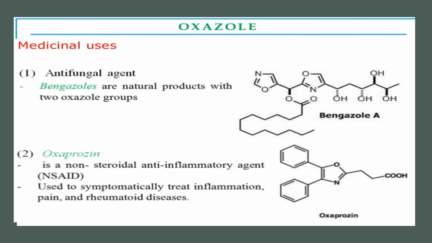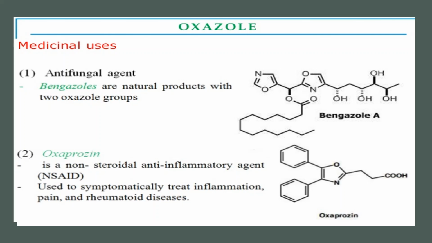Medicinal uses: it is used as an antifungal, benzoxazole, and also oxaprozin, which is a non-steroidal anti-inflammatory agent. It contains oxazole. What is this? It has a benzene ring, and at the second position it has a propionic acid.